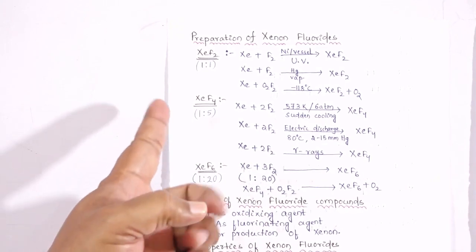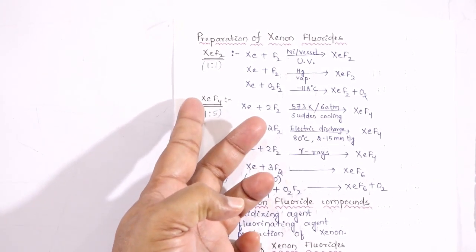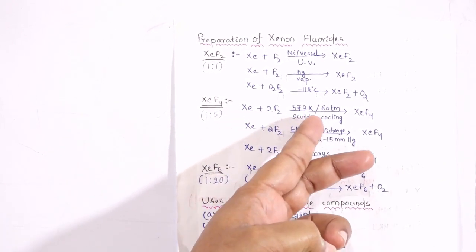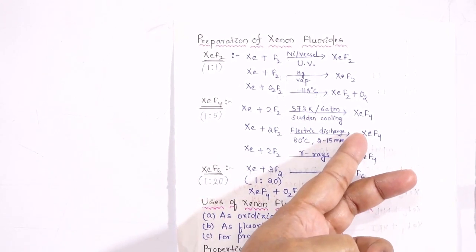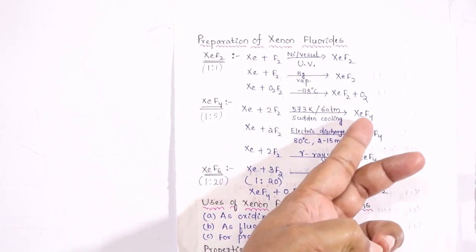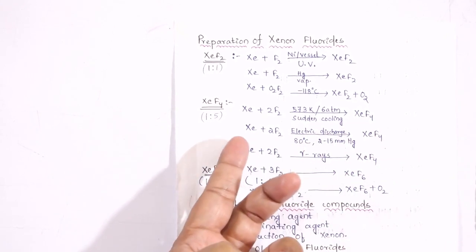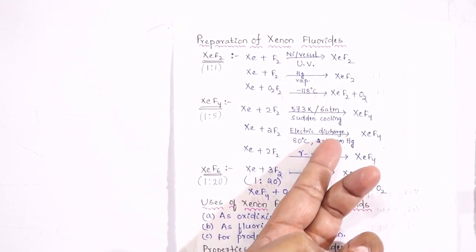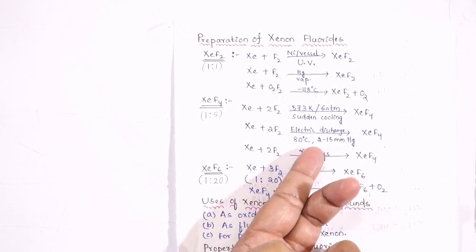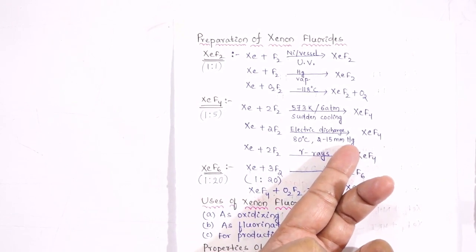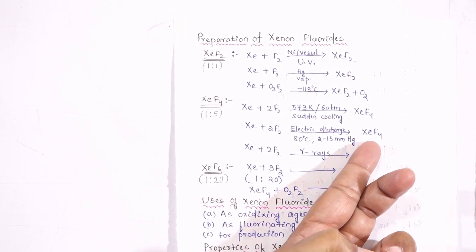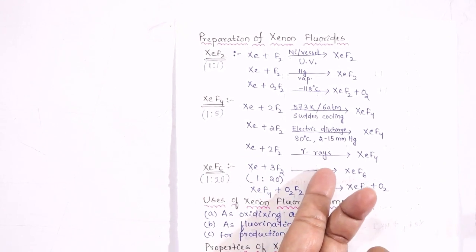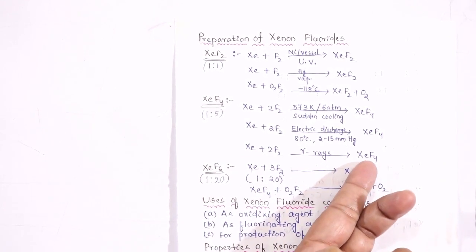Next, the methods of preparation of xenon tetrafluoride. Xenon combines with fluorine at 570 Kelvin and 6 atm pressure, and by sudden cooling there is the formation of xenon tetrafluoride. Similarly, xenon combines with fluorine in the presence of electric discharge at 80 degree centigrade and 2 to 15 mm Hg pressure to form XeF4. Similarly again, xenon combines with fluorine by the irradiation of gamma rays to form xenon tetrafluoride.